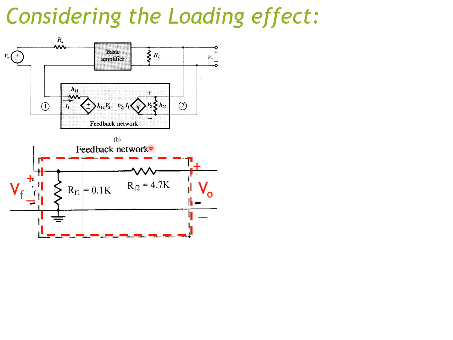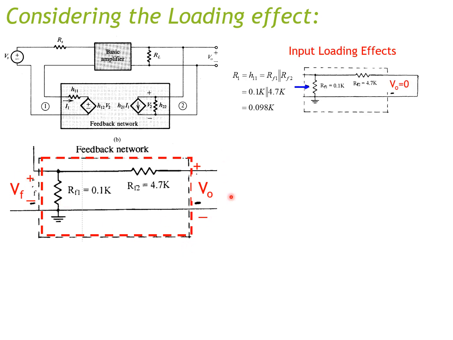So let's consider the loading effect. Here is the basic model, and this is the cutout for your feedback network. Over here you have a VF and over here you have a VO, right? For the input loading effect, you basically short this VO, so you connect these two together. Then the resistance R11, which I'm going to call R1 for the rest of the example, is equal to H11 of this two-port network parameter, and that's equal to RF1 parallel with RF2 because you already shorted out VO and set VO equal to 0. So your result is going to be 0.096 kilo ohms.